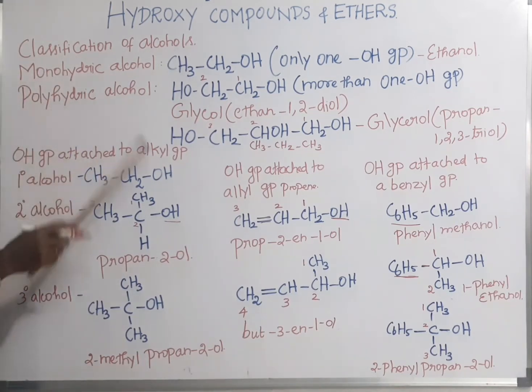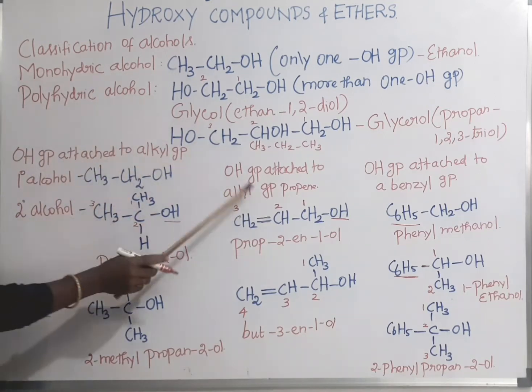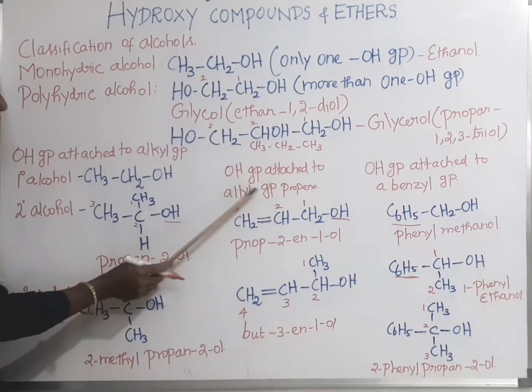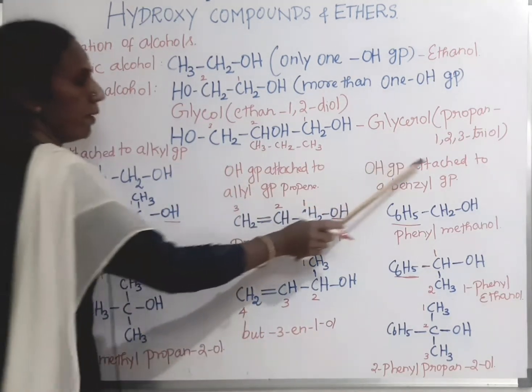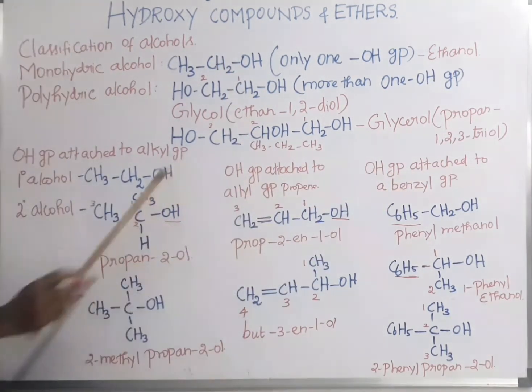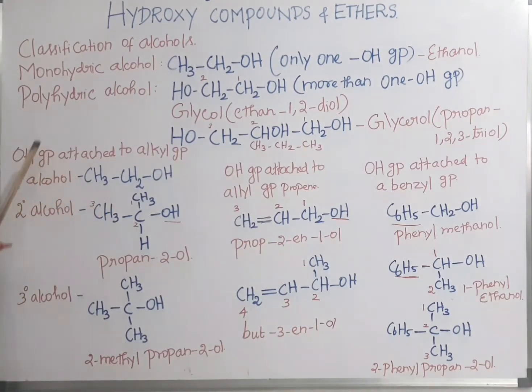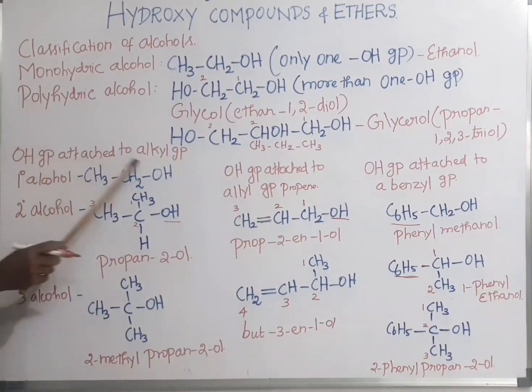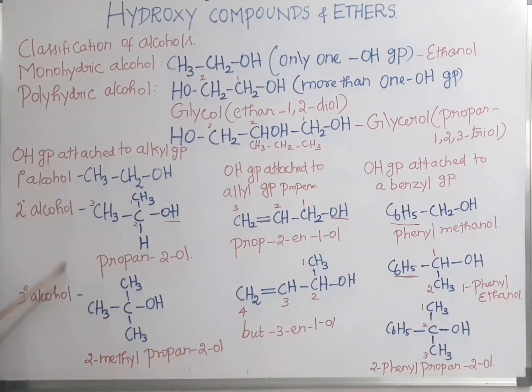Another type of classification is by the hydroxy group attached to an alkyl group, an allyl group, or a benzyl group. First we will see the hydroxy group attached to an alkyl group. Let us see the three examples: primary alcohol, secondary alcohol, tertiary alcohol. The example for primary alcohol is ethanol. The ethanol formula is CH3CH2OH.